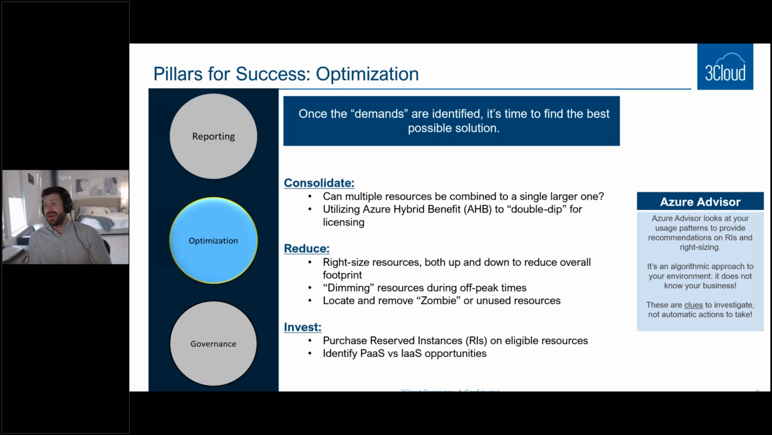There are really three primary ways that optimization can happen. The first is consolidation. Can multiple resources be combined into a single larger one? As Azure and technology become more powerful, can we take 5 machines and make one really beefy one to serve the same purpose? Now we're only paying for one machine, which is probably more expensive, but we're saving on the licensing costs of 5 different machines, so there's likely some savings there.